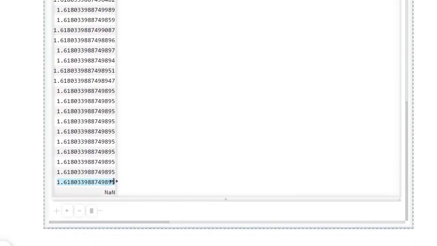It's 1.618, and so forth. And this so happens to be the golden ratio. The golden ratio is basically 1.6180339887498895. So you can see that it is tending towards the golden ratio. So in the Fibonacci series, if you divide each number by the previous one, you will reach the golden ratio.